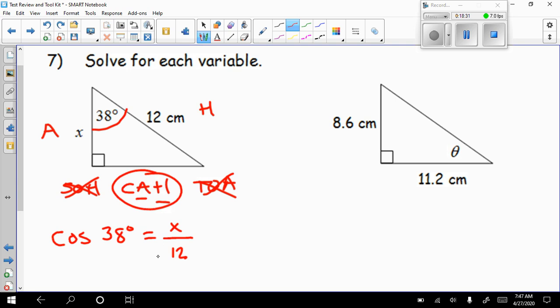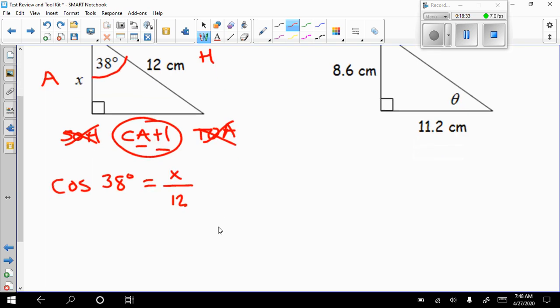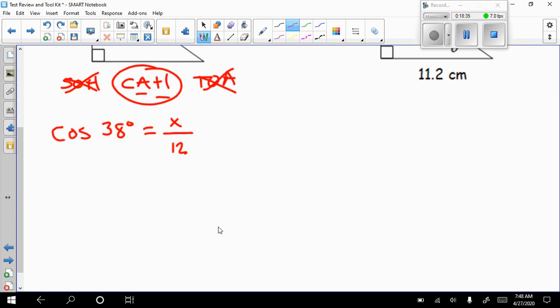There you go. I've got a way of solving for my x. And now I just have to rearrange and get x by itself. And it's nice that it's on the top here, so I don't have to worry about getting it to the top. I just have to get rid of this 12. So what I'll do is I'll multiply this side by 12. But whatever we do to one side in math, we've got to do to the other. So 12 over 12 is 1, and that gets rid of it. And so my x is going to be 12 times cos of 38.